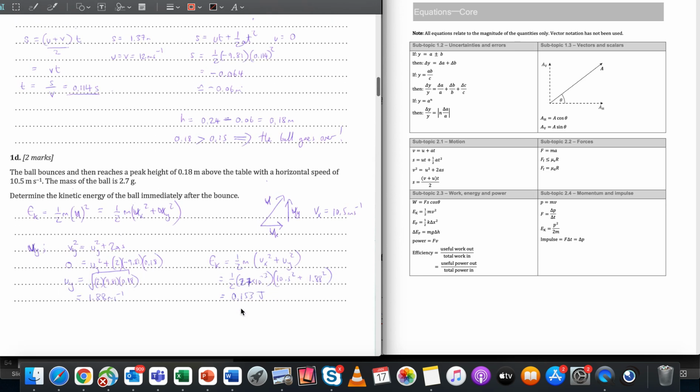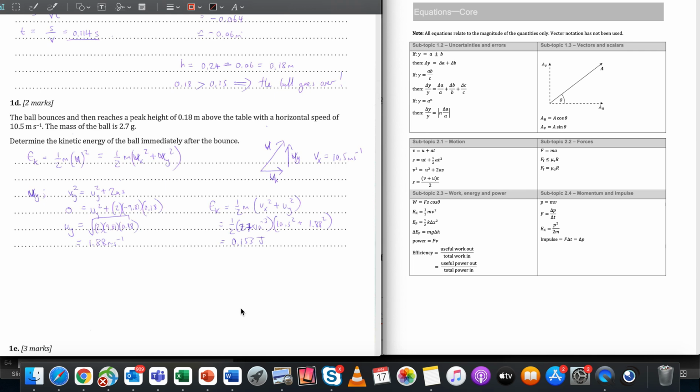Okay, 1D. The ball bounces and then reaches a peak height of 0.18 meters above the table with a horizontal speed of 10.5 meters per second. Determine the kinetic energy of the ball immediately after the bounce. Please ignore the building works that are going on beside me now.